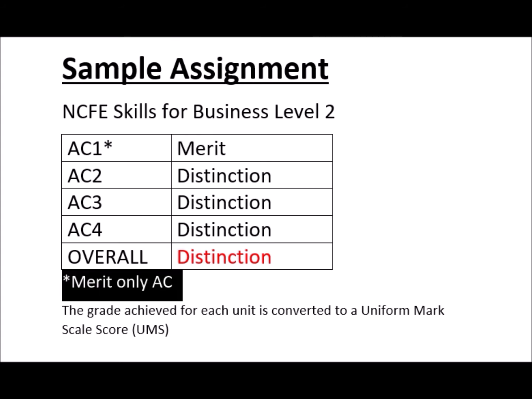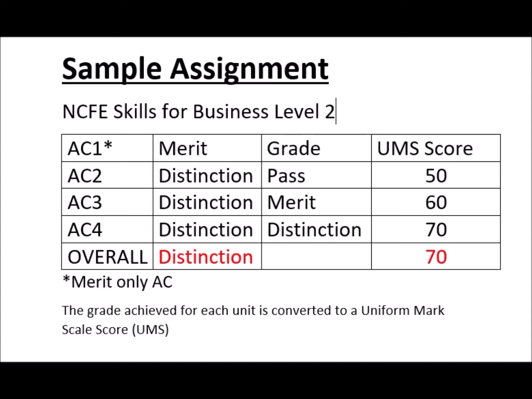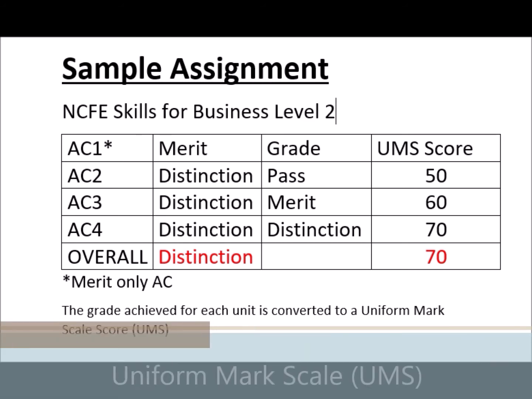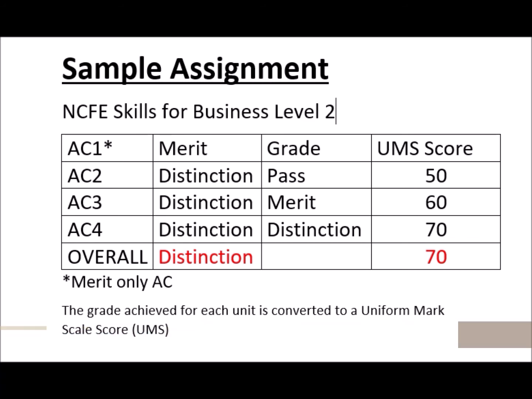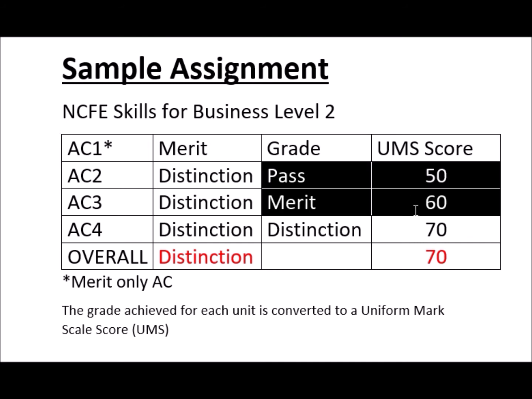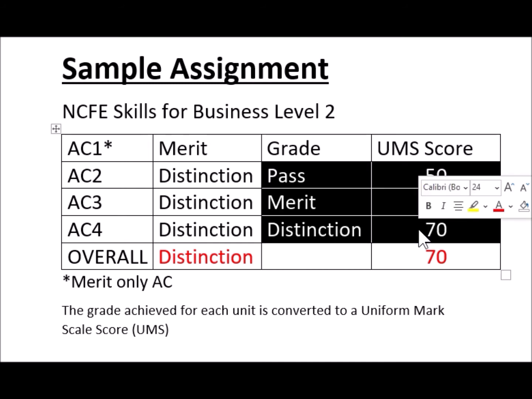So here's an example. Let's say assessment criteria 1 can only get as high as a merit, then overall you still gain a distinction. And the way we do this is you refer to something called the Uniform Mark Scale score. So what we do basically is we take your grade for each assignment, be it merit, pass or distinction, and we give it a numeric value. So you can see here the numeric values for our imaginary situation.